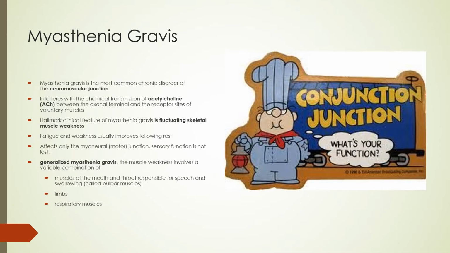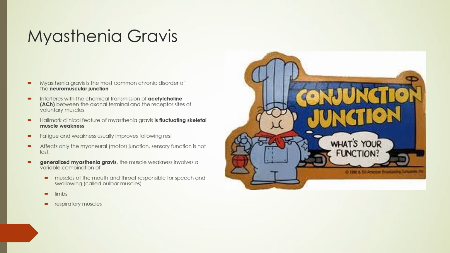Myasthenia gravis is the most common disorder of the neuromuscular junction. That's why I have that little picture on the side there, just to get a visual into your mind that this is all about the neuromuscular junction. Remember, Guillain-Barré was about eating away at the myelin sheath. This one is about the neuromuscular junction. So they have a different etiology, a different way of attacking the ability to breathe.